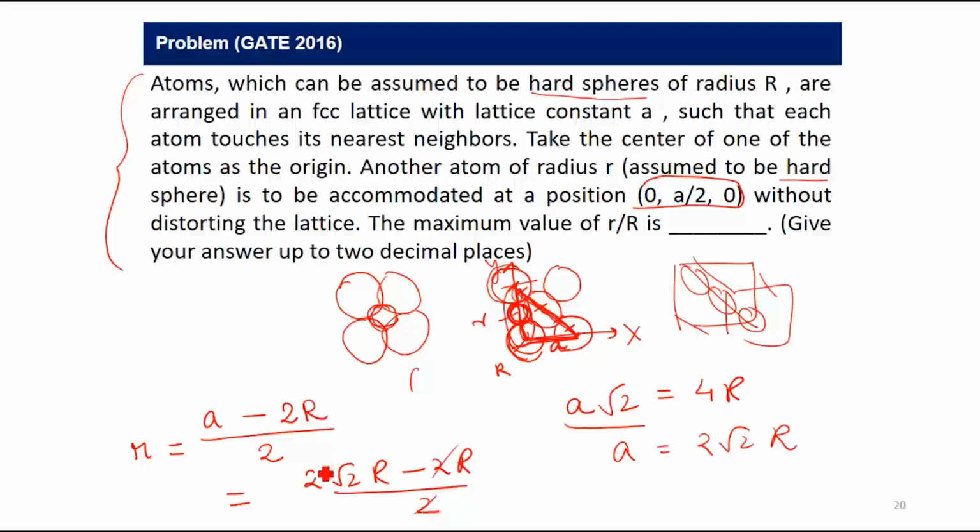All the 2's will get cancelled. So this is root 2 R, means 1.41R, minus R. So this is equal to 0.41R. So your small r by capital R is 0.41. That is the answer. Are you able to see? Was it tough?